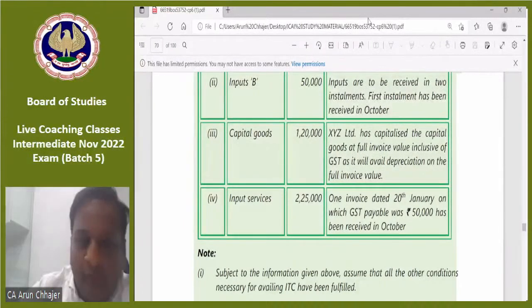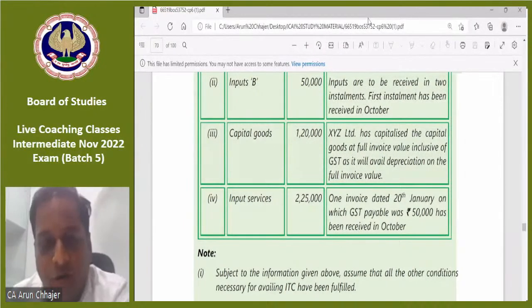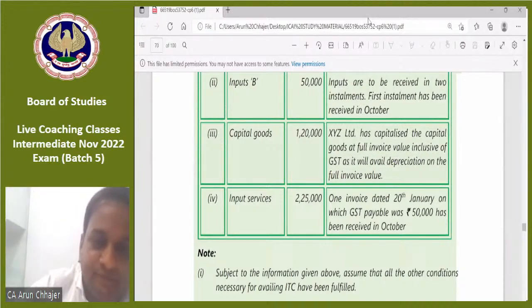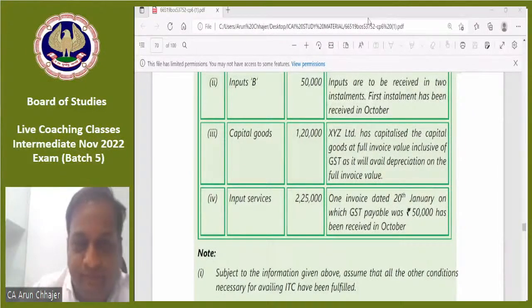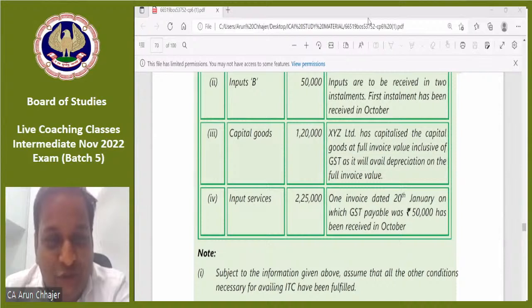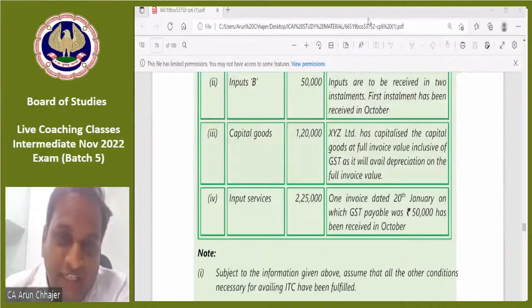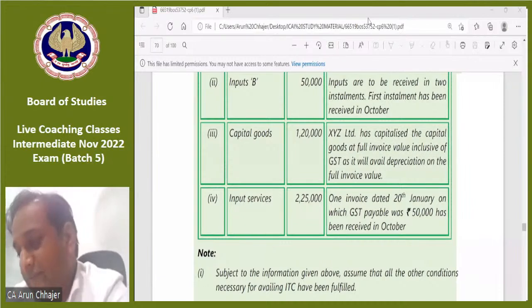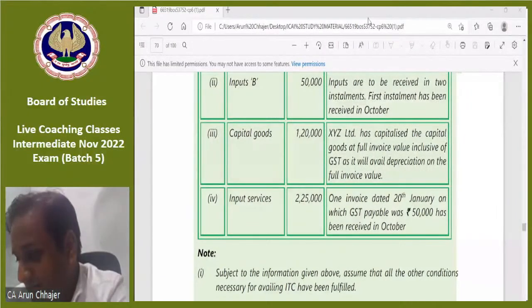Whether ITC would be available of 225, or minus 50, or only 50, or no ITC. Great, Dhaneshwari. Wow. Really appreciated the reasoning that you have given. The answer would be no.